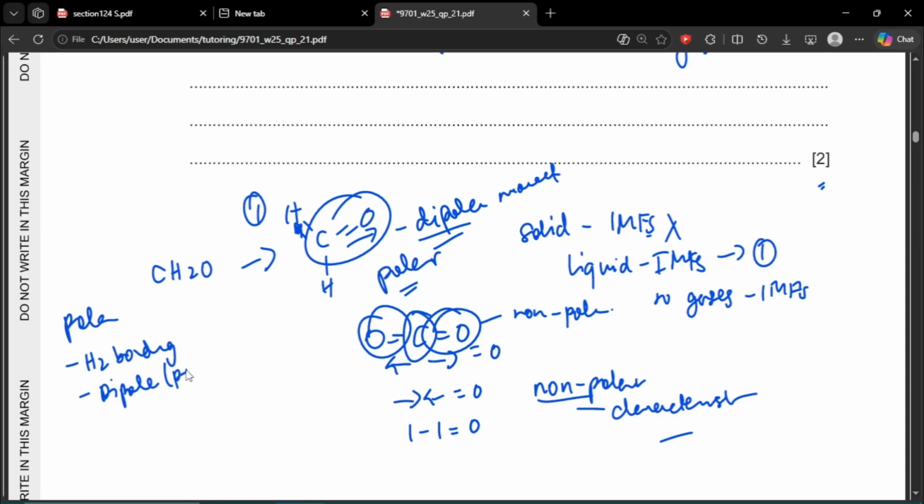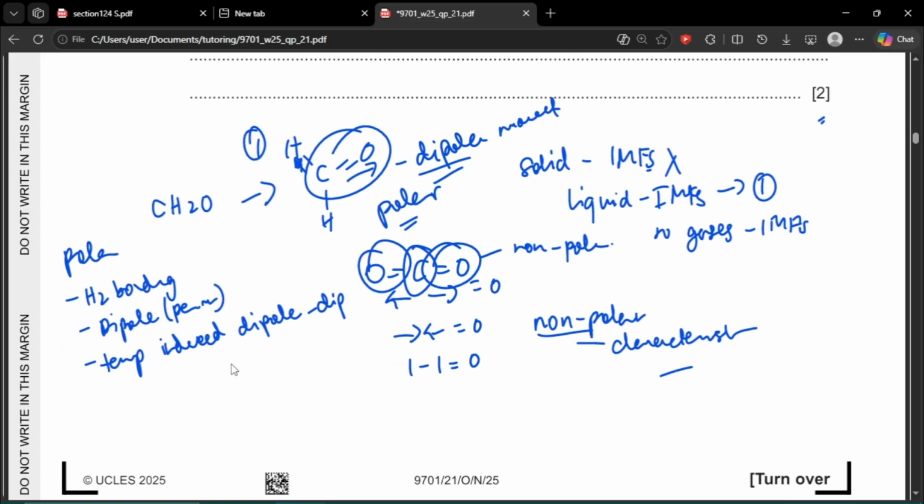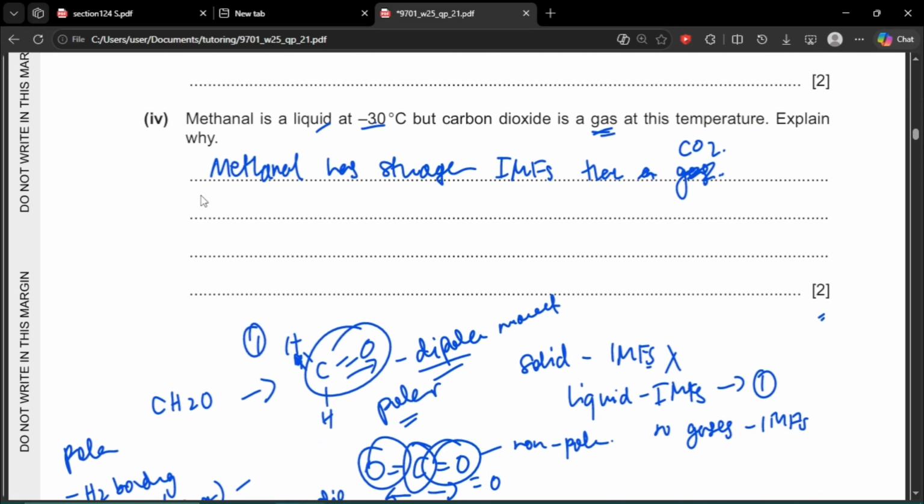Sorry, permanent, and they also have temporary induced dipole-dipole forces, right? They have all three. But then if you look at non-polar, the only thing they have is basically temporary induced dipole. They do not have this. They just have this. It's pretty straightforward, I think. Therefore, you can just mention that methanol, or you can mention.